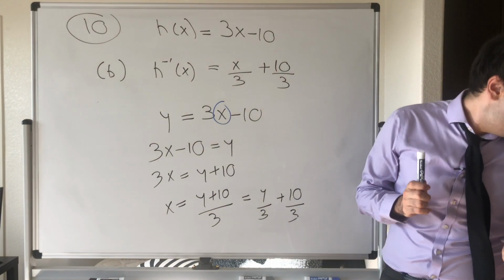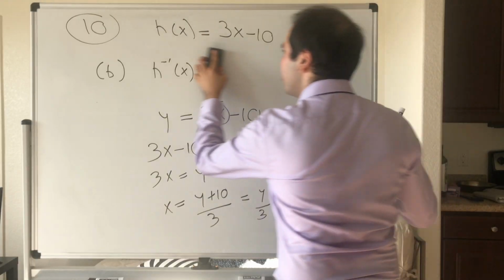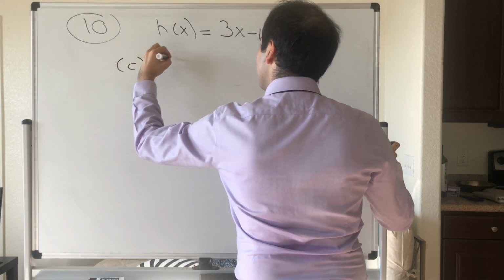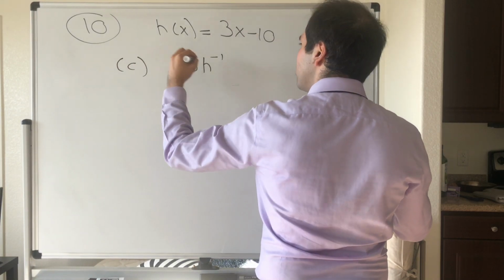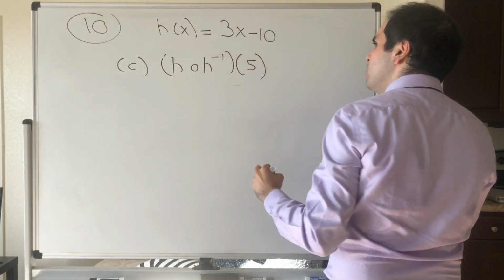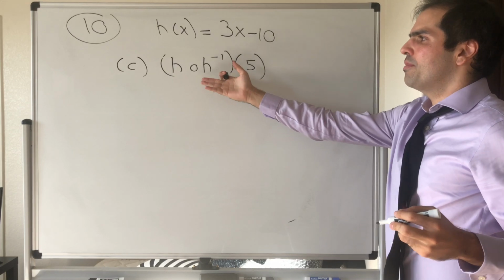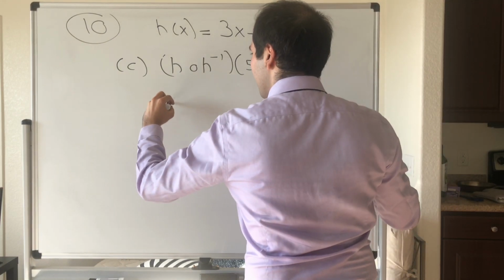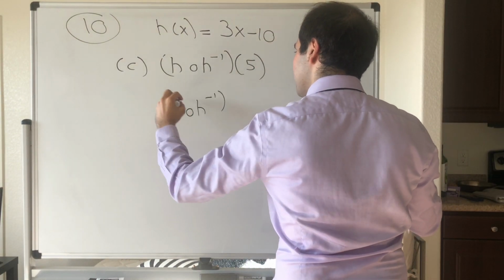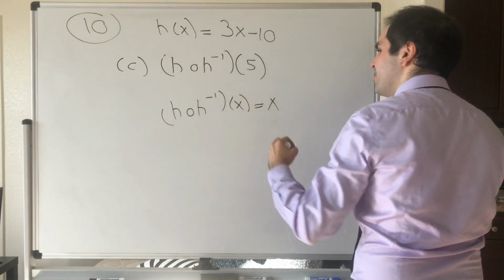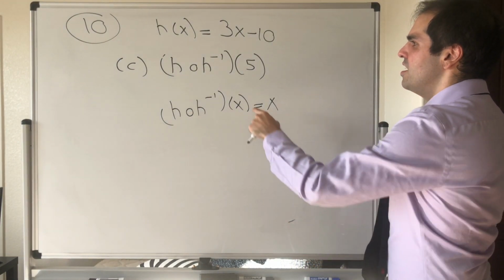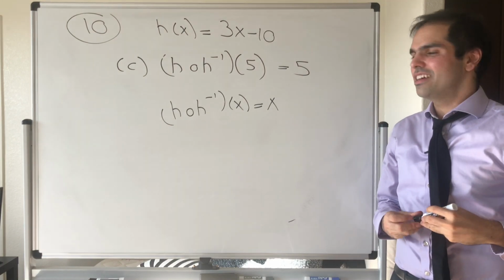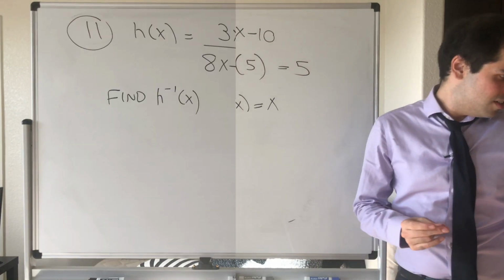Last but not least, there was this really small question: what is h of h inverse of 5? So h composed with h inverse. It just means h of h inverse of 5. You have to understand h of h inverse is just itself. In particular, h of h inverse of x equals x. Again, h inverse undoes h. So in particular, h of h inverse of 5 is just 5. That's a nice thing about inverse functions. All right, next question.